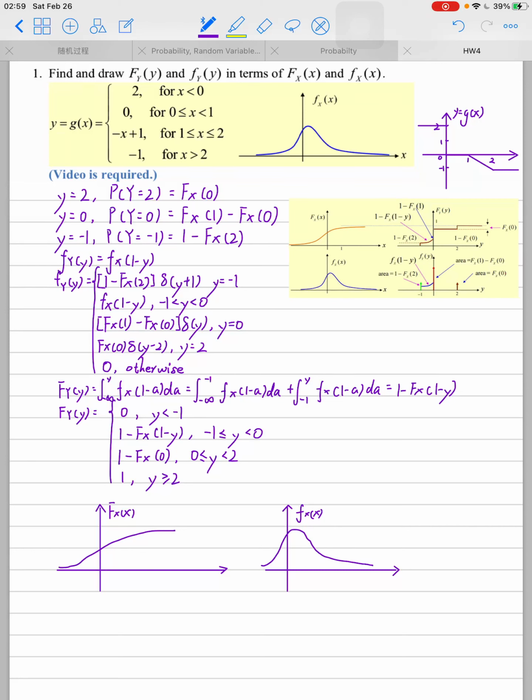This is problem 1. Find and draw F_Y(y) and f_Y(y) in terms of F_X(x) and f_X(x). So here is the diagram, and y equals g(x).